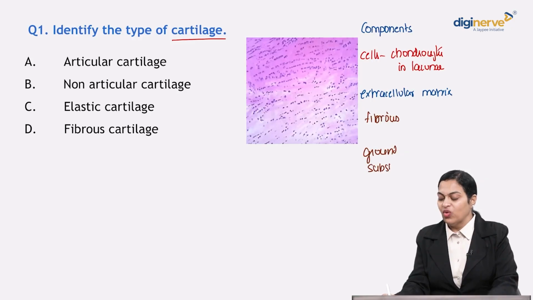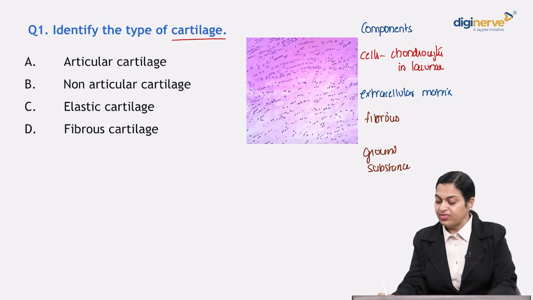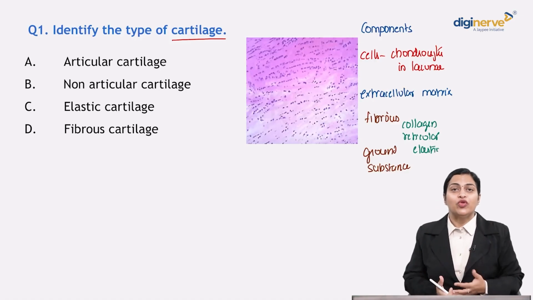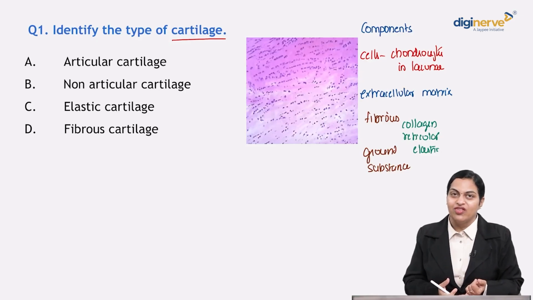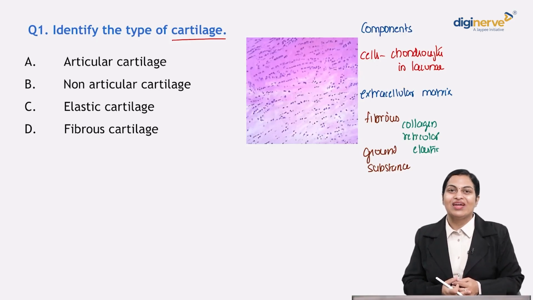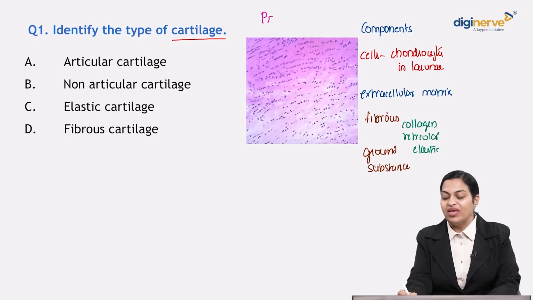What are the fibers you know? Collagen fiber, elastic fiber, reticular fiber, isn't it? Reticular fibers, you know, they form the supportive framework of the lymphatic tissue, right? And the ground substance consists of glycosaminoglycans, proteoglycans, and so on. So these are the components that make up the cartilage. What is the outermost covering of the cartilage called? Periosteum.